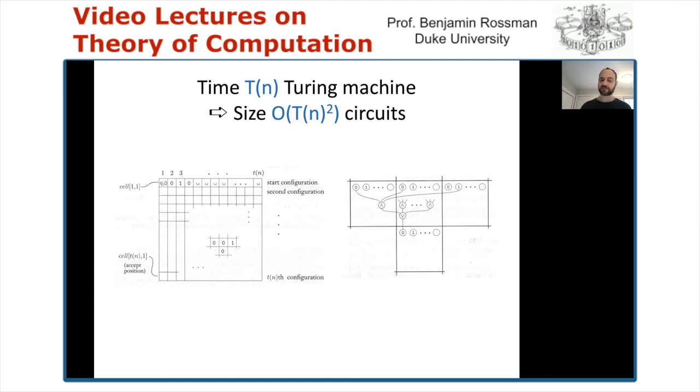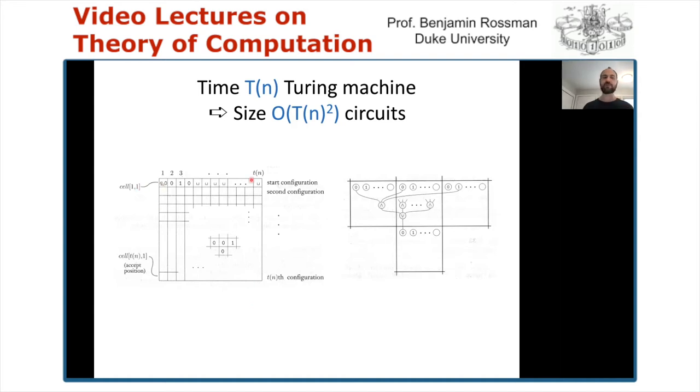Okay, here's an illustration of the construction. These diagrams are copied from Sipser's book. The idea is based on what's known as the tableau of the Turing machine M on a given input X. The tableau over here on the left is a T by T table, and each row of the table contains the configuration of the Turing machine at the given time.